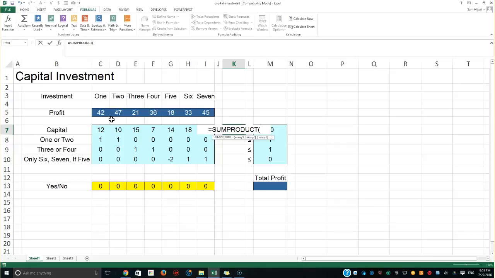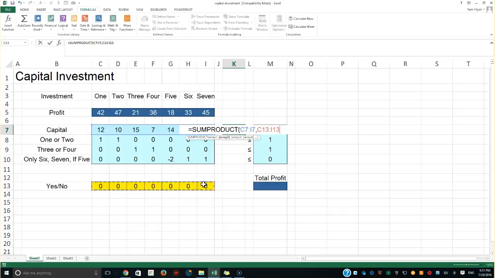Sum product is a very helpful function to allow us to multiply while we're adding multiple ranges. So in this case, we do understand that this one here is going to be multiplied comma in order to multiply for whatever the solution is going to be provided for us.